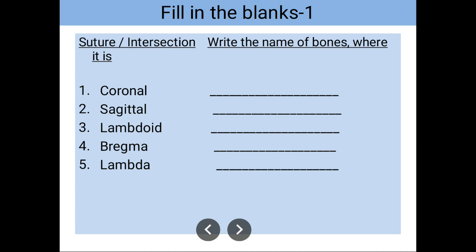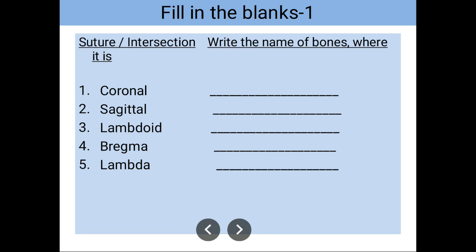The coronal suture is present between the frontal and the parietal bone. Second, the sagittal suture, that is present between the two parietal bones. Lambdoid suture is present between the parietal and the occipital bone.